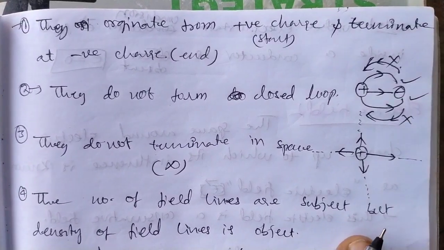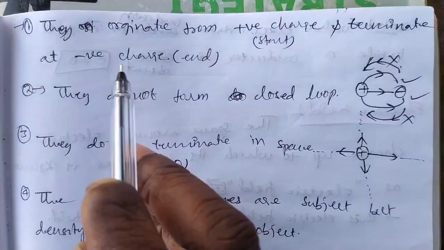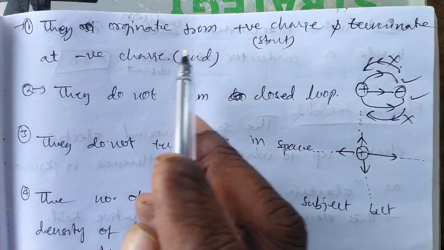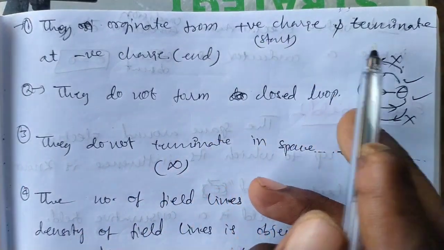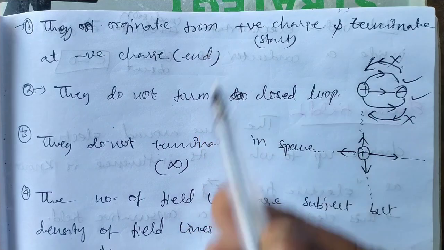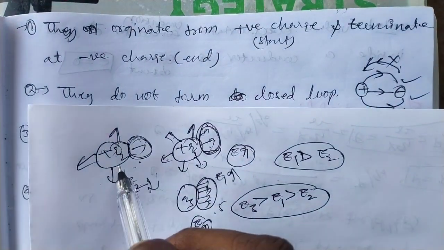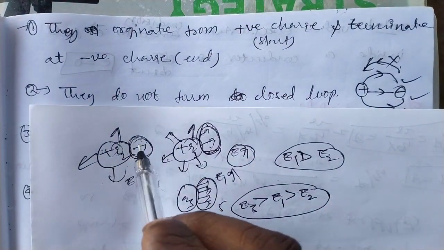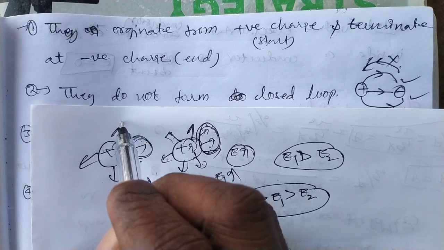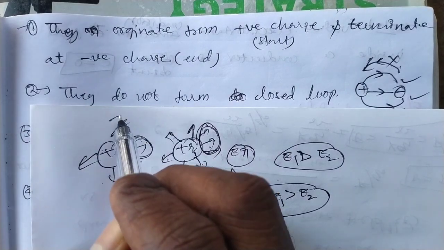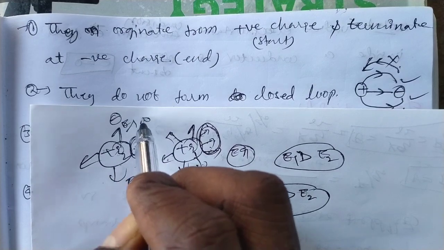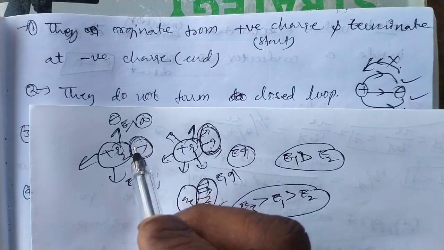The properties are, first, they originate from positive and end on negative. For a positive charge, the field is radially outward. Outward means the electric field direction is from plus to minus, up to infinity. They travel a long distance.